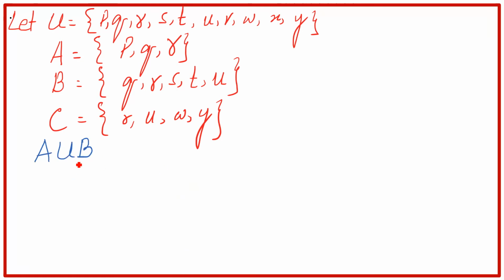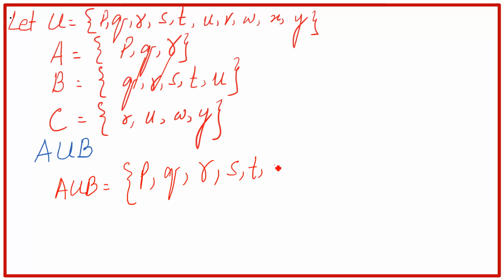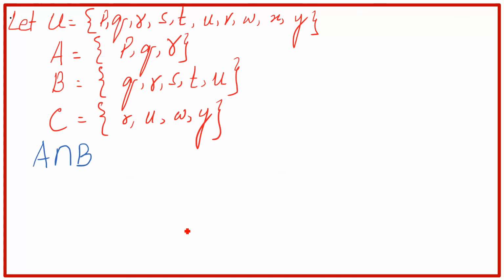Now A union B. I will do it directly from here. But you have to write down A first, then B, and then A union B. So A union B means P is here. We will write down here. Q is present in both, but we will write down only one time. Similarly, R is present in both. We will write down one time. S, T, U. This is A union B.